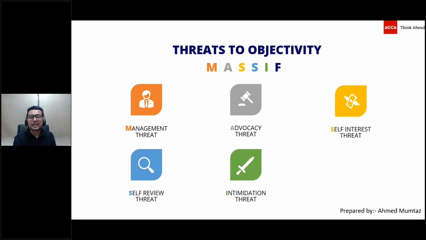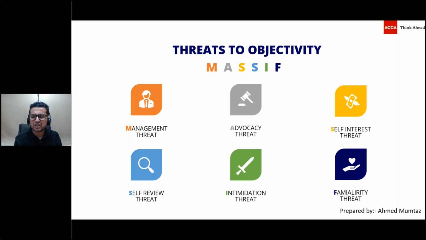Intimidation threat. The client could put you under immense pressure, undue influence. They could force you for something which is not appropriate, which is not in line with the ACCA's fundamental principles, which is not in line with the applicable financial reporting framework. So that's what we call intimidation threat. Last but not the least, familiarity threat has got to do with the personal relationships, whether it is family relationship or even other than family relationship. Long association could create familiarity threat.